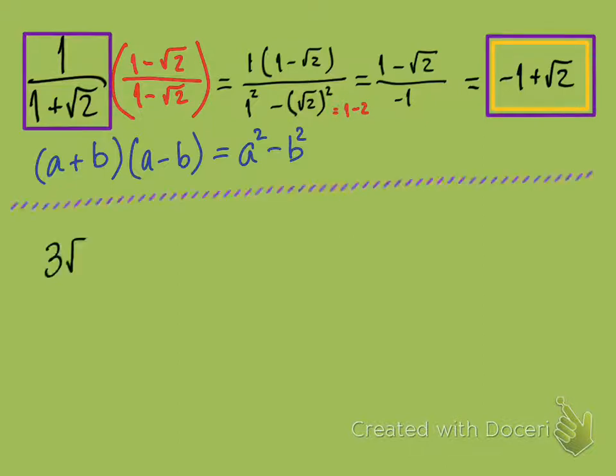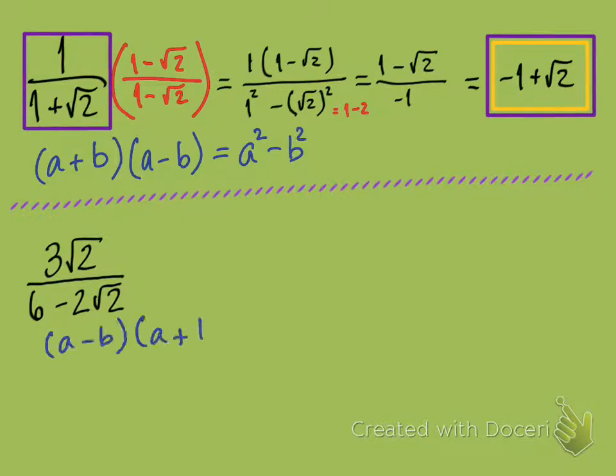Okay, let's try another example. It's a little bit more complicated. 3 root 2 over 6 minus 2 root 2. Now our denominator is kind of an a minus b form, so the a plus b conjugate of that, 6 plus 2 root 2 over itself.